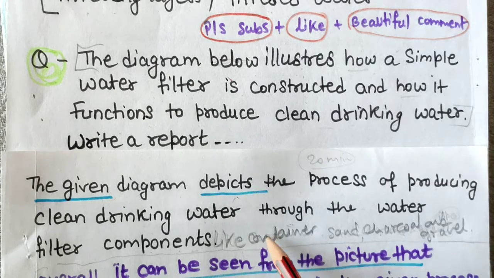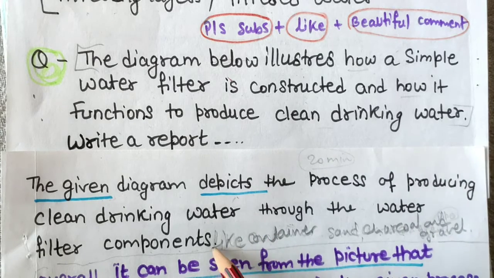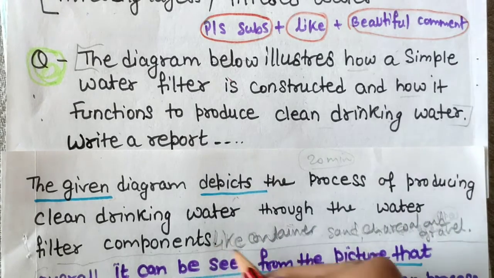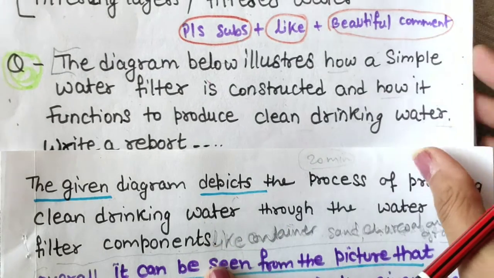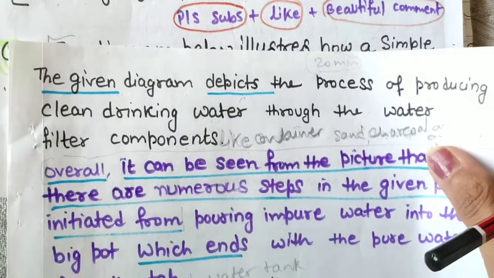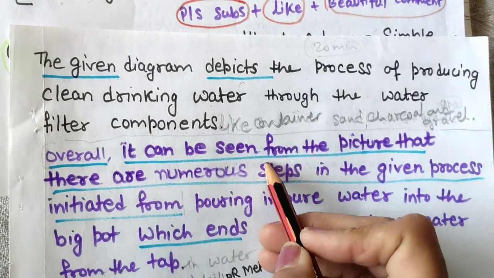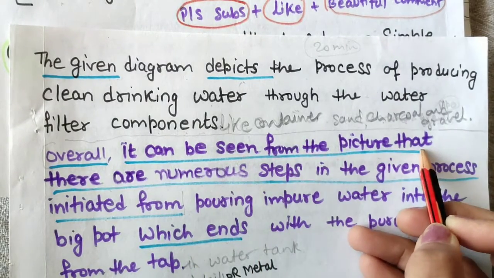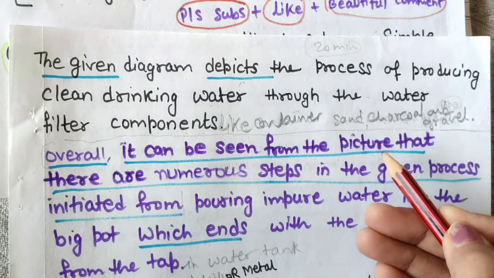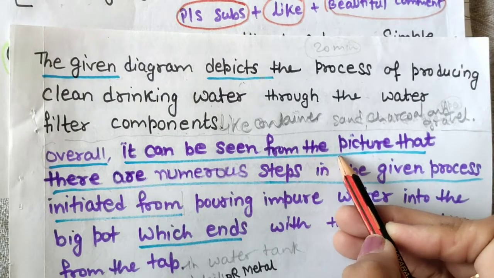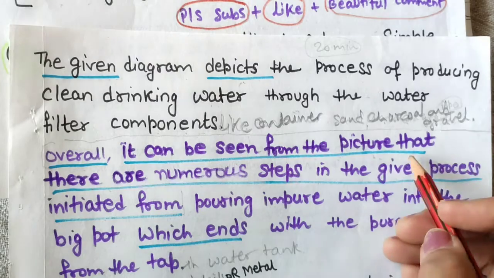It's optional. If you want to write it here, then it's okay, because the full stop will come here, not here. Now, the overall paragraph. Overall, it can be seen from the picture that... Overall, it can be seen from the line graph. Suppose this is a line graph or bar graph. You can use the words bar graph, line graph, or pie charts.